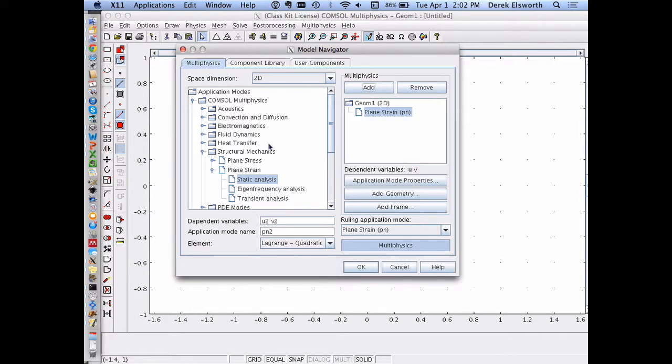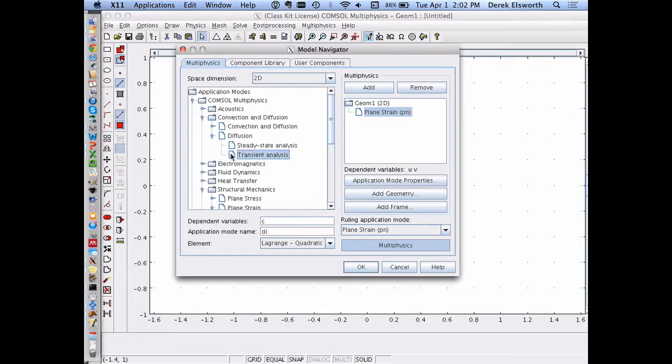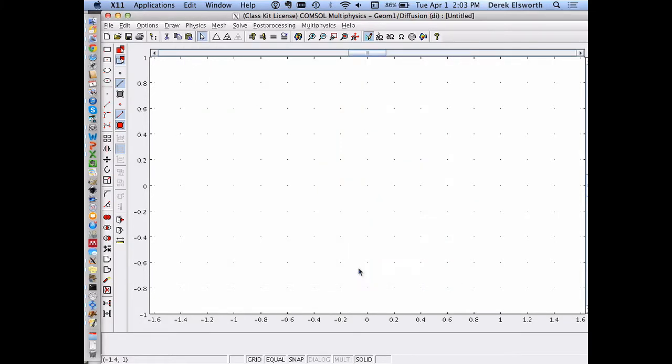I like to use the convection diffusion equation or diffusion equation because that's exactly what it is. I think we'd want it to be transient, and we can add that. And we're going to do this. All right. I'm going to make a geometry. I'll make our obligatory 1 by 1 square.